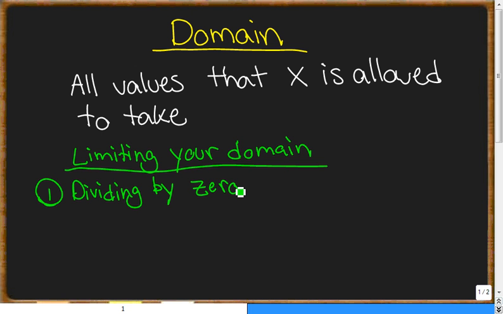So, how does that look? Well, think about this example here. You have the function 1 over x. Well, remember, you're not allowed to divide by 0. So the fact that you have this x in your denominator, you're going to look at the whole denominator, whatever term is down there, and you're going to say, okay, based off of that, x can't be 0. And that's the only domain restriction that you have.